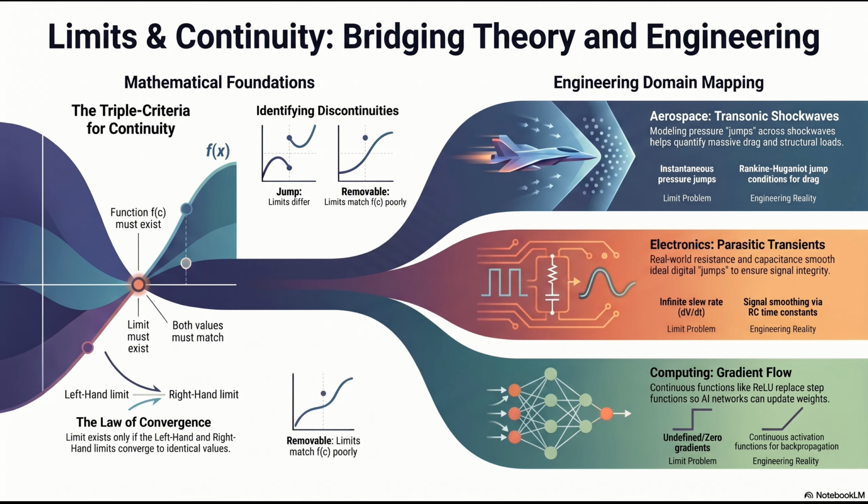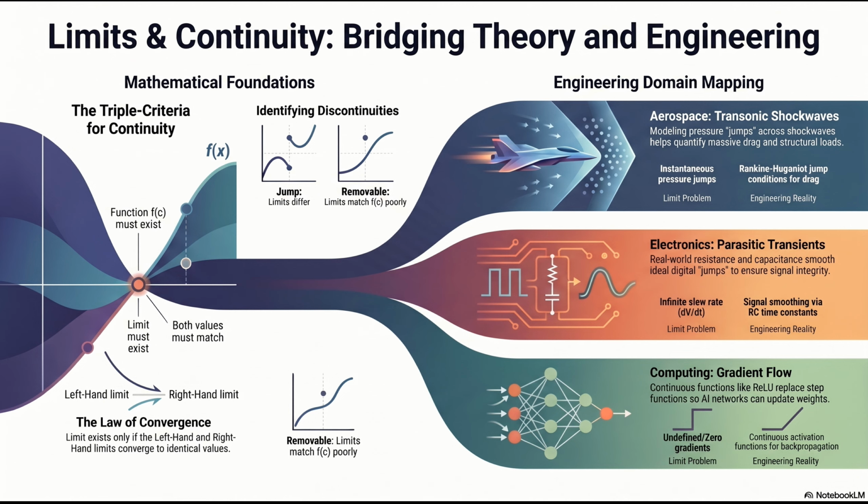And two specific types of breaks are really critical to understand here. Okay, what are they? First, you have a jump discontinuity. That's when the left-hand limit and the right-hand limit converge on completely different values. Okay. Second, you have a removable discontinuity. Right. That's when the left and right sides do match, like they point to the exact same numerical spot, but the actual value of the function at that spot is somewhere else entirely, or it's just missing.